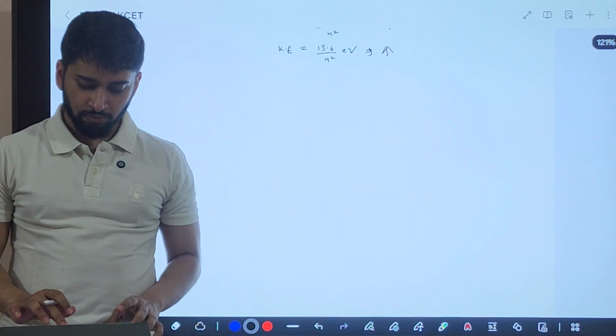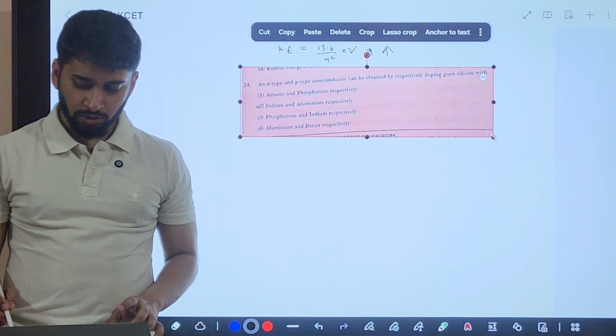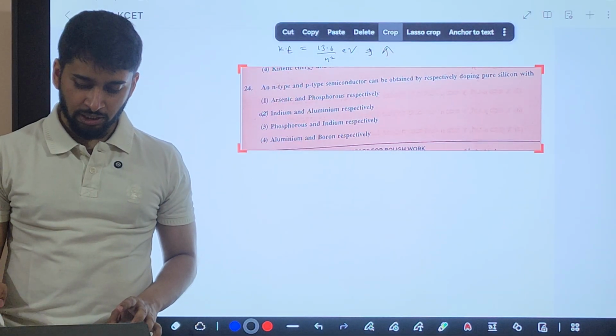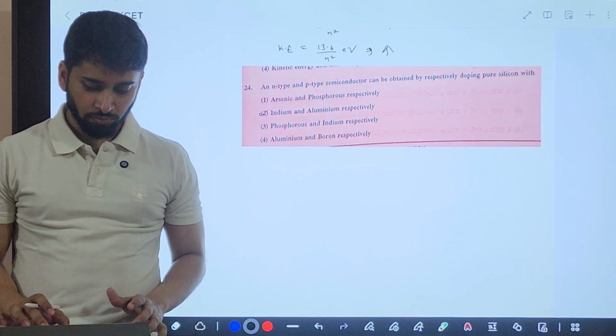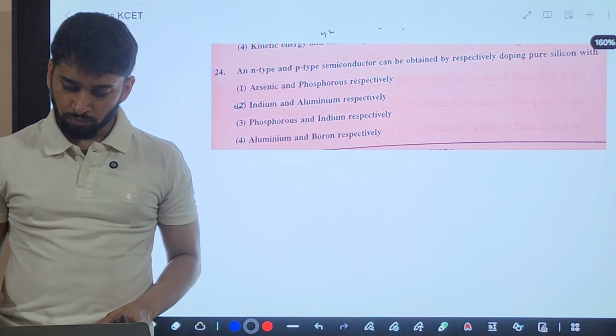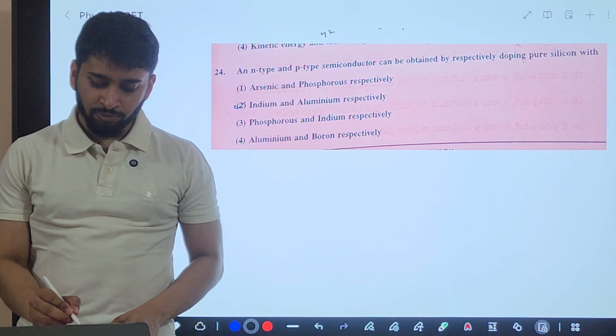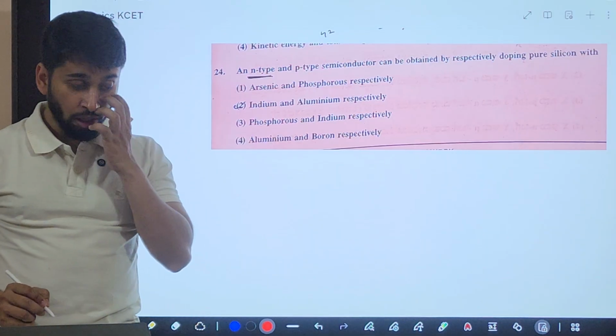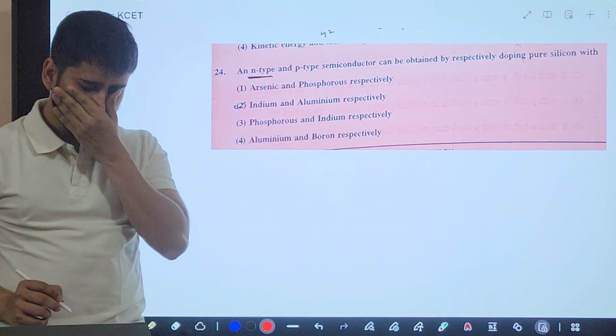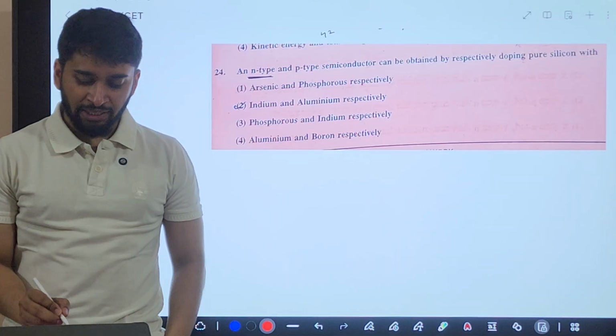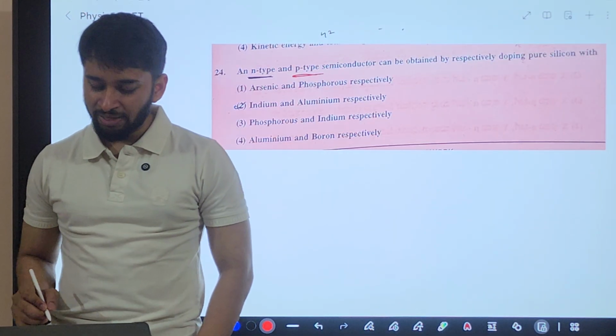This is a factual question. You need to remember this. This is the NCERT. What are they given? An n-type. For n-type, you need to dope it with a pentavalent atom, and for p-type, you need to dope it with a trivalent atom.